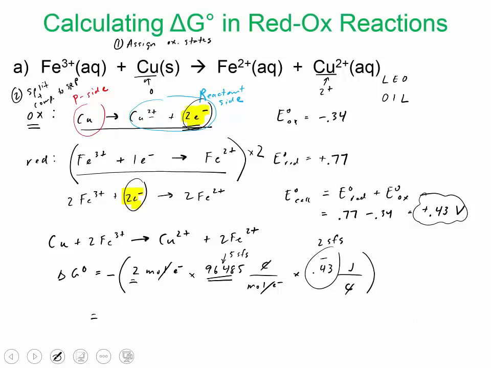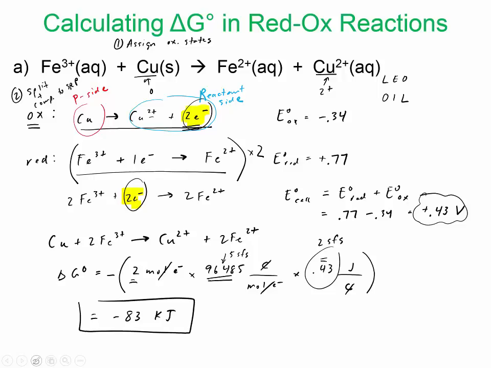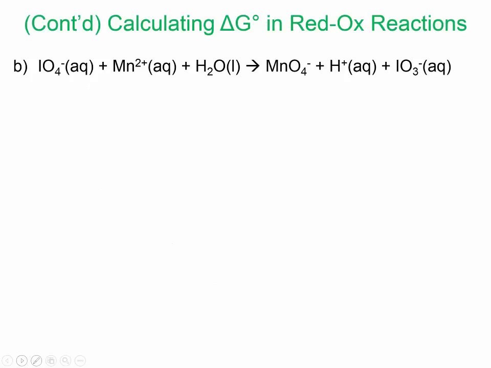So my answer should be limited by the 0.43. So if I calculate this, I get negative 83 kilojoules of free energy. Okay, so let's move to a more challenging example. So let's look at this one.